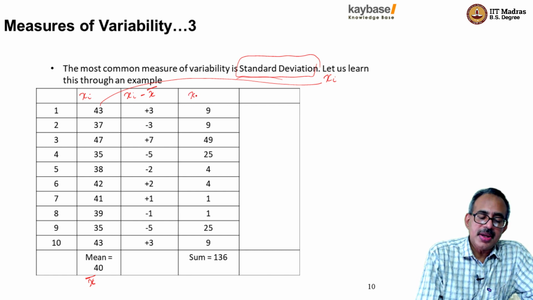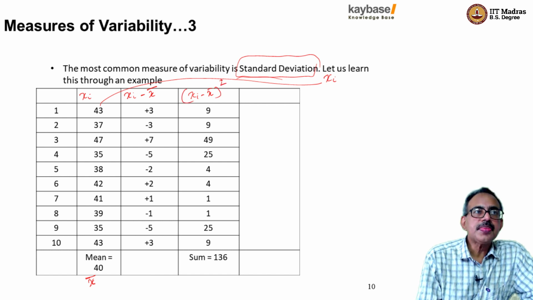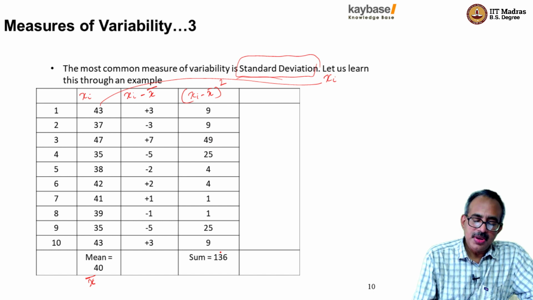So we do xi minus x bar squared. So 3 squared is 9. Minus 3 squared is also 9. 7 squared is 49. Minus 5 squared is 25. And so on and so forth. So you have 9, 9, 49, 25. You have a sum of this, which is 136.